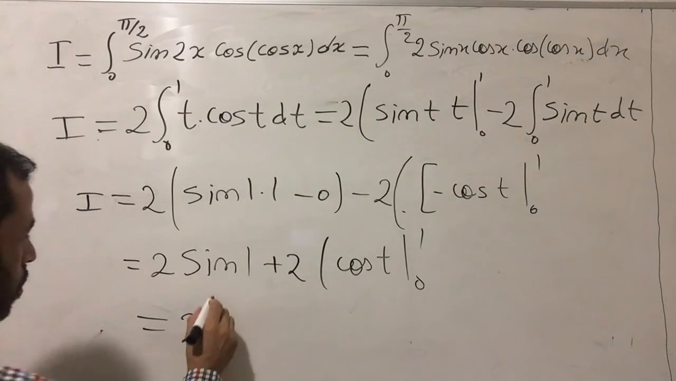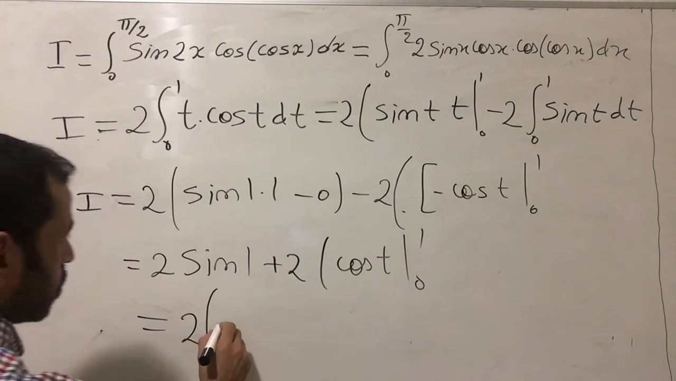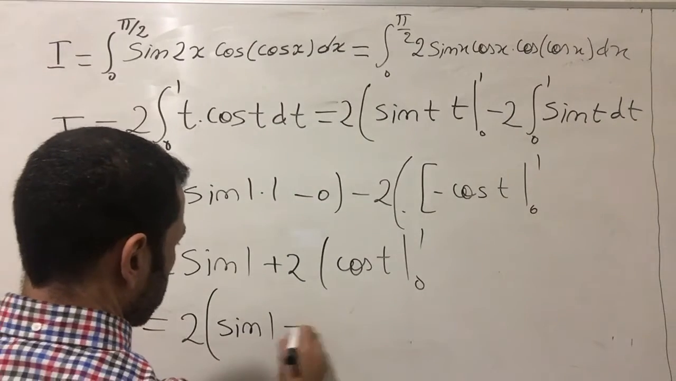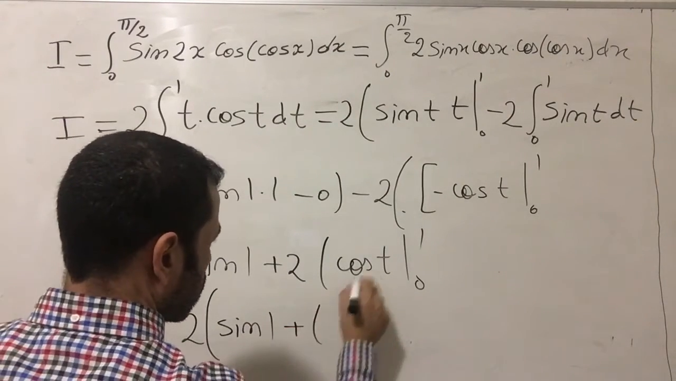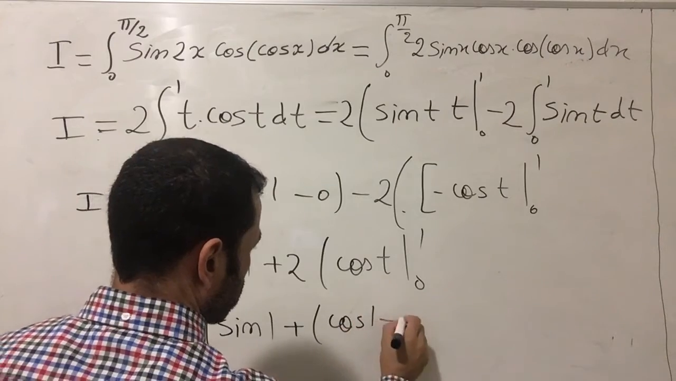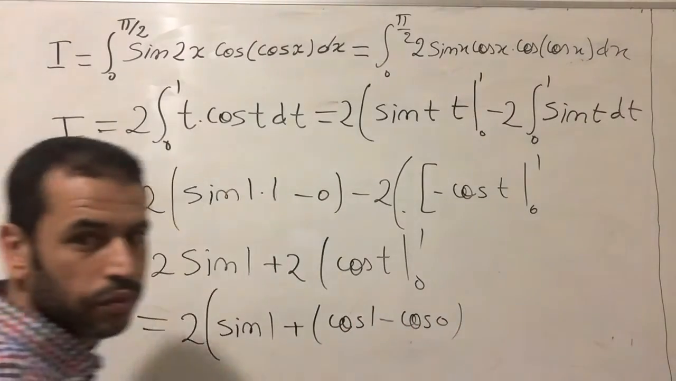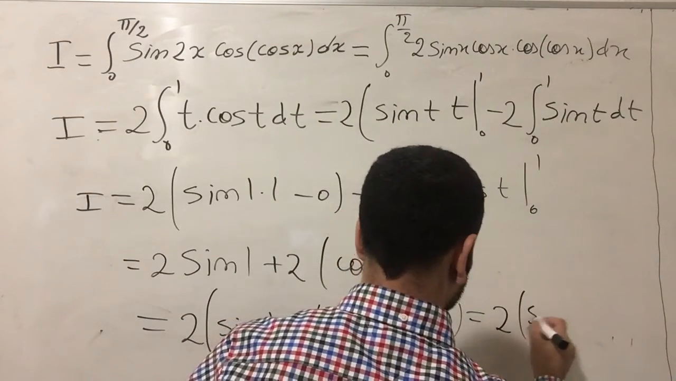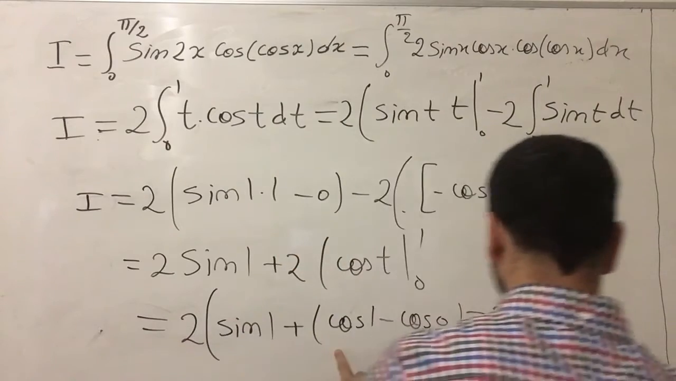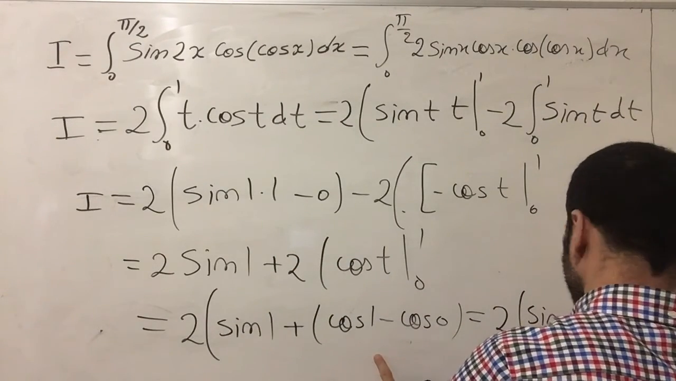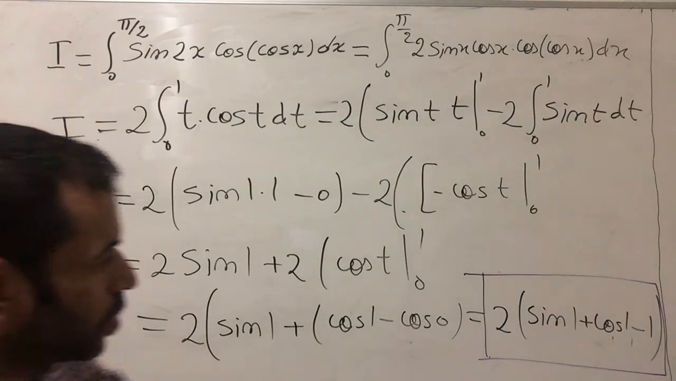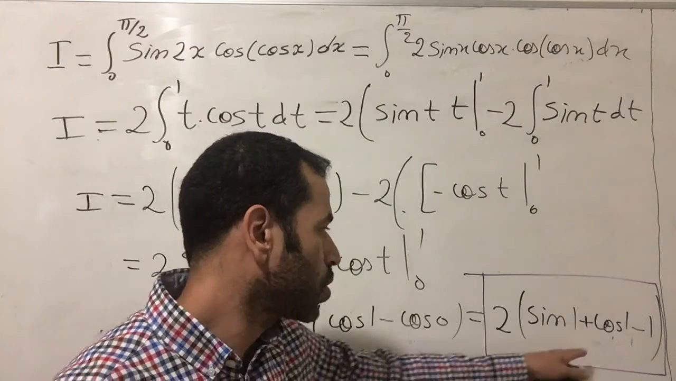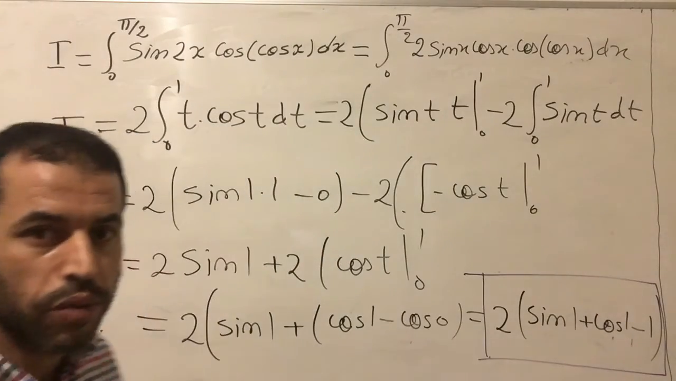So we'll have 2, and I'm going to factor 2 out of this expression. We have 2 multiplied by sine 1 plus cosine 1 minus cosine 0, which is 2 times sine 1 plus cosine 1 minus 1. So my integral I is equal to 2 times sine 1 plus cosine 1 minus 1. Okay, so I'm done with this problem.